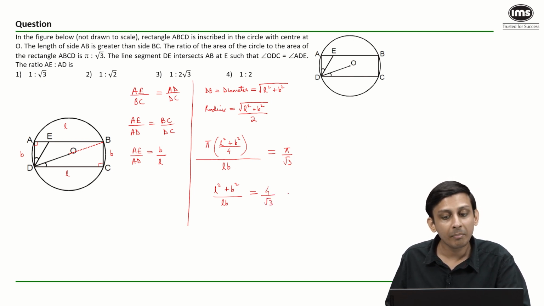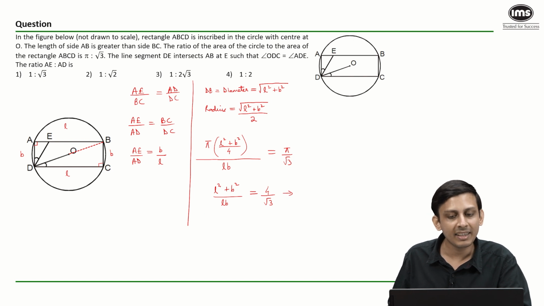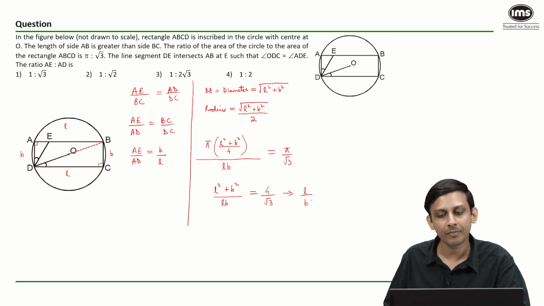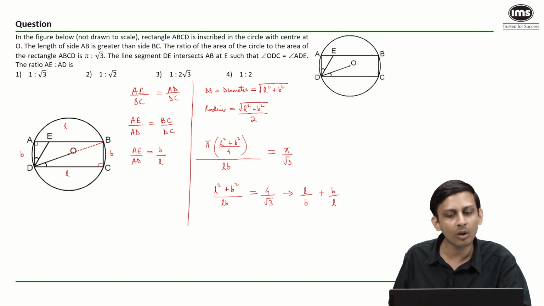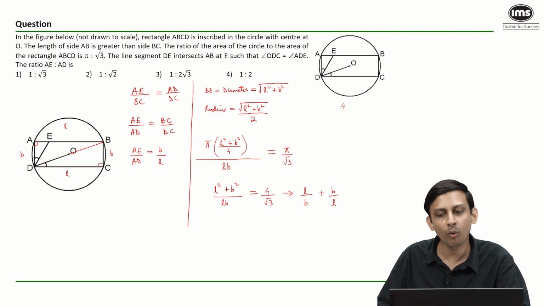Now we can simplify this. We can do it this way: separate L square plus B square by LB and write it as L square by LB plus B square by LB. L square by LB will give us L by B. And B square by LB will give us B by L. So we can see that these two values are reciprocals of each other. So now 4 by root 3 also, we can write it in terms of the sum of reciprocals of two values.